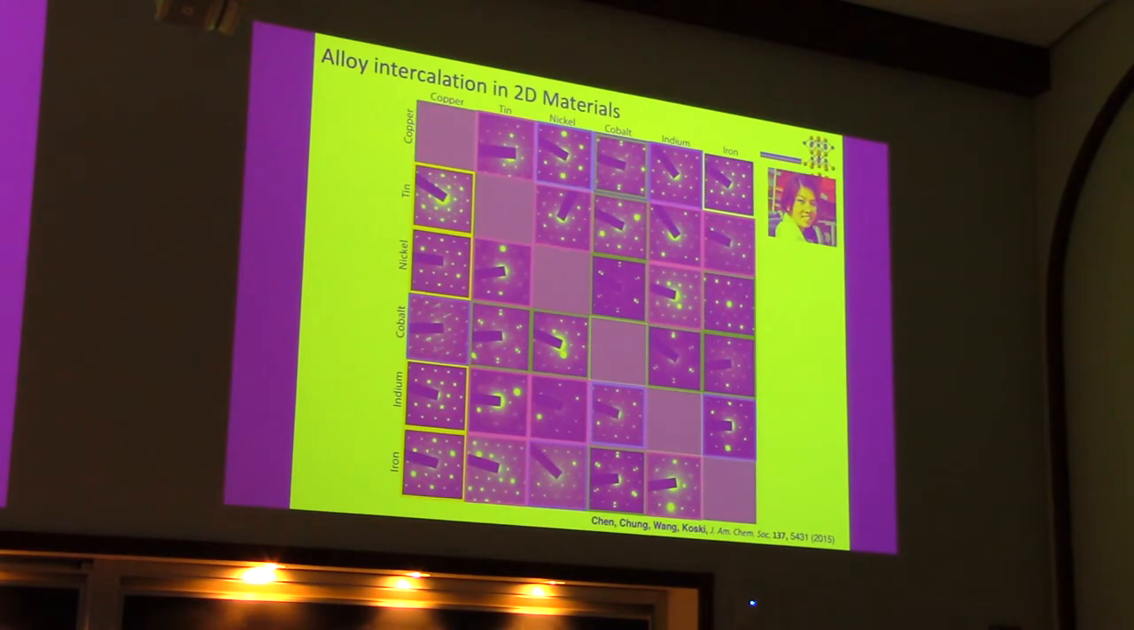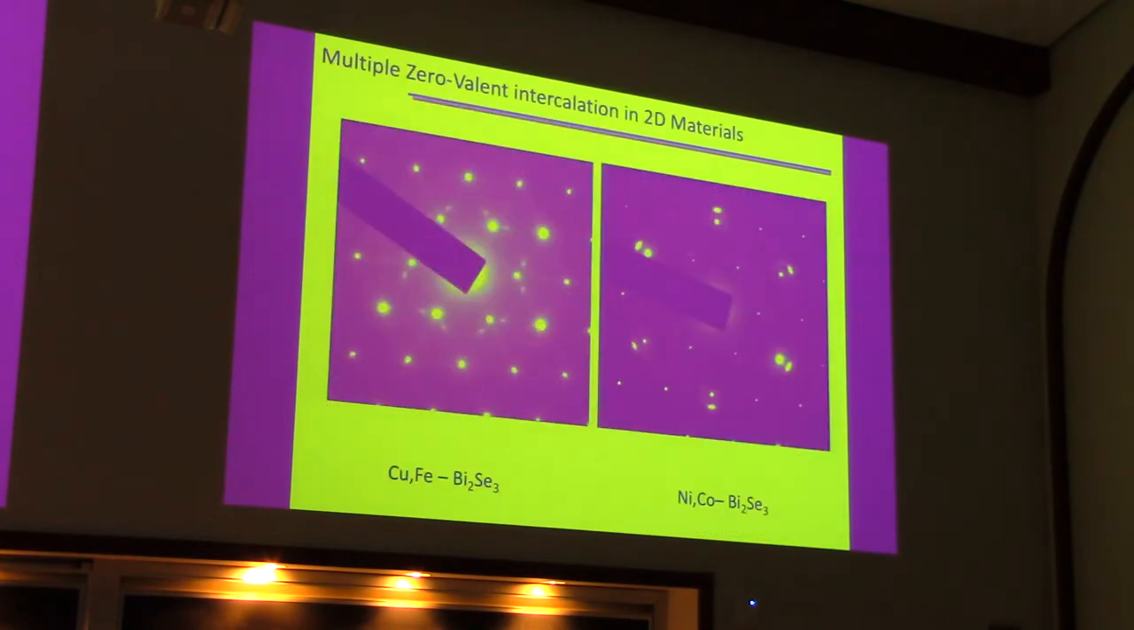So this is work done by my former undergraduate, Karen Chen. This is just to show you the huge amount of data that she collected. So she intercalated two different metals. So we've got one metal over here, and then the second metal over here, and she did this stepwise, intercalated them, and we collected all the different superlattice spectra that you can get. So we can basically create an alloy inside of a layered material. So now we have a high-density superstoichiometric alloy inside of this layered material.